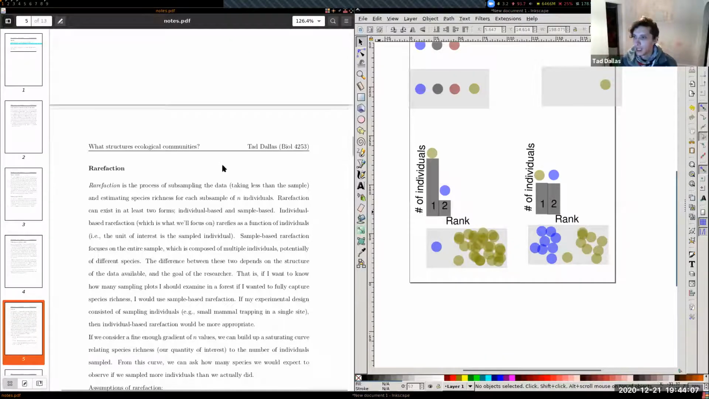Rarefaction is the idea that you can subsample your data, so subsample meaning taking a smaller portion of the sample. So we have our true community and we repeatedly sample it. And so that's one sample, and that's another sample, and that's another sample, and that's another sample.